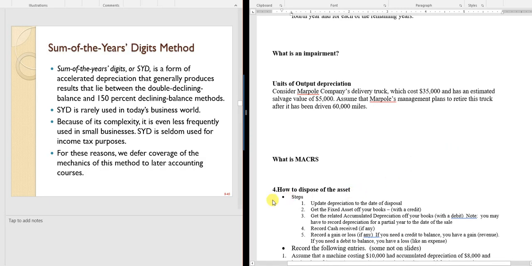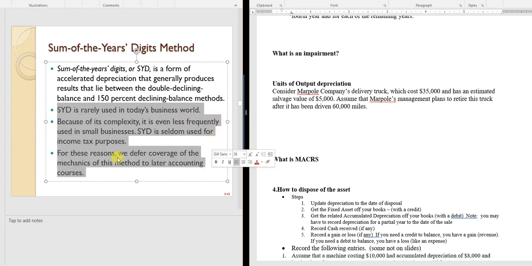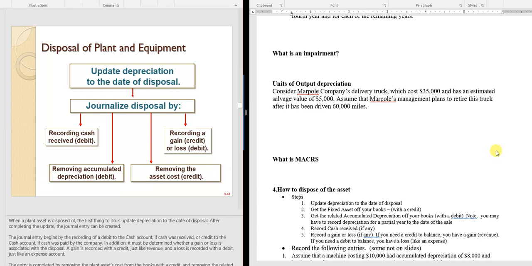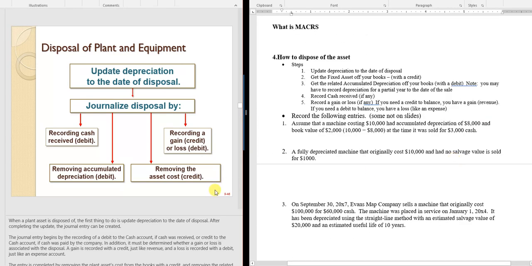Sum of the year's digits is another method. Just know the term. It's not often used, and this book doesn't cover it, so I'm not going to do that. Now the last thing we're going to do is disposal, and then we'll go through a journal entry.